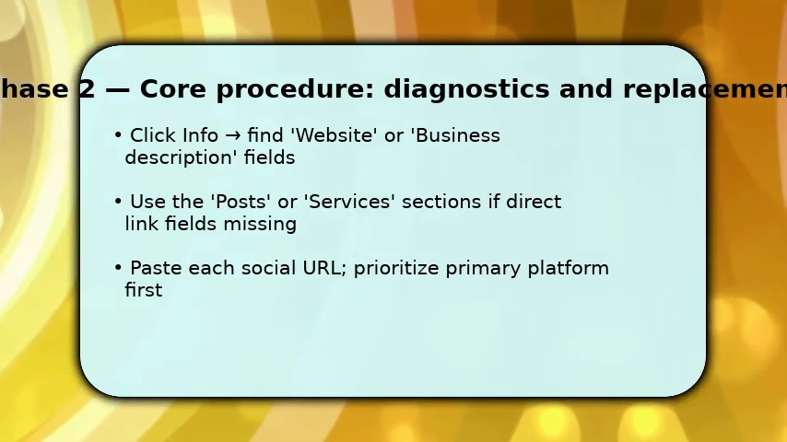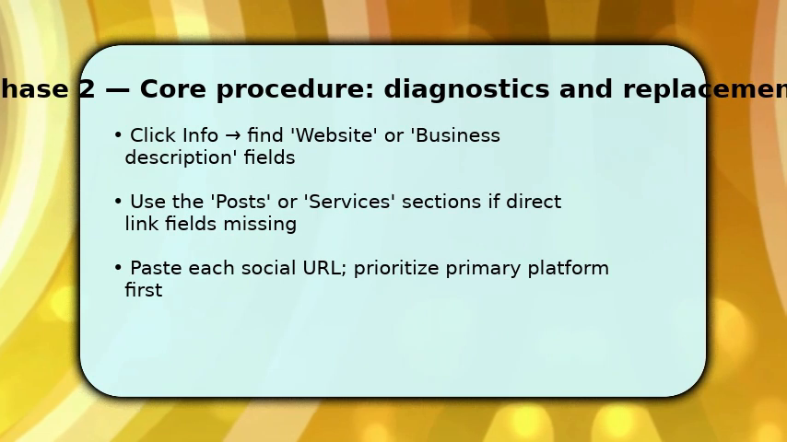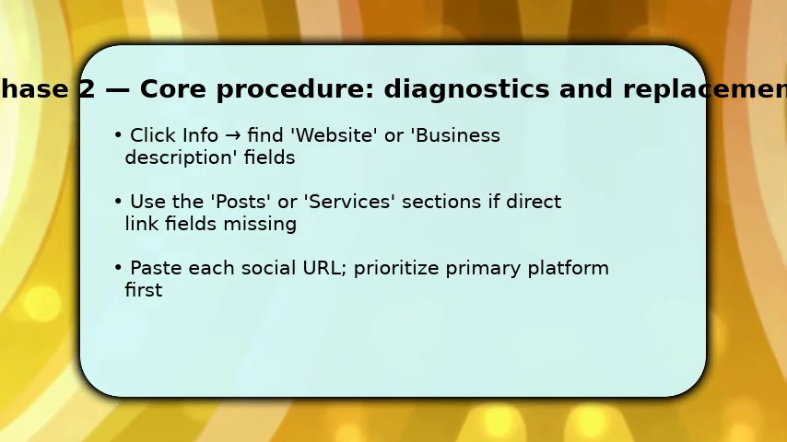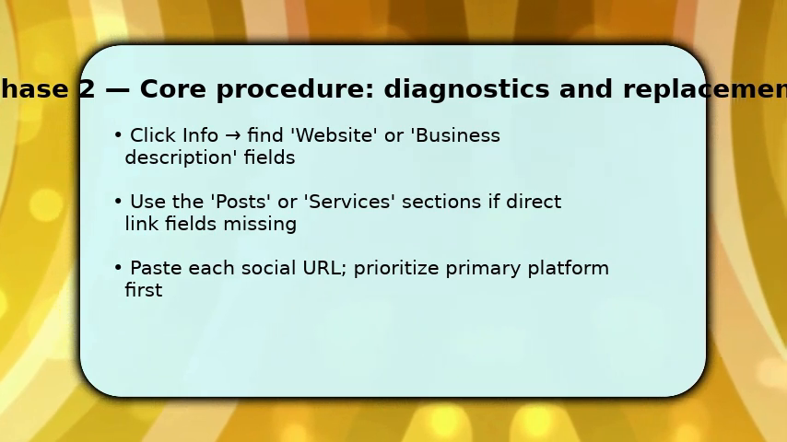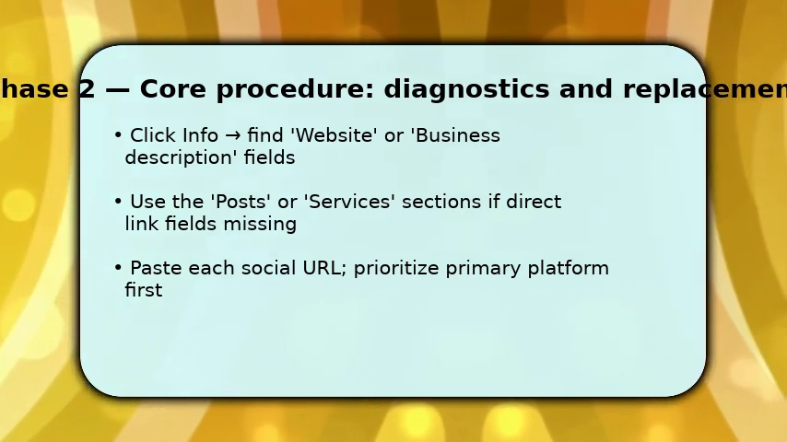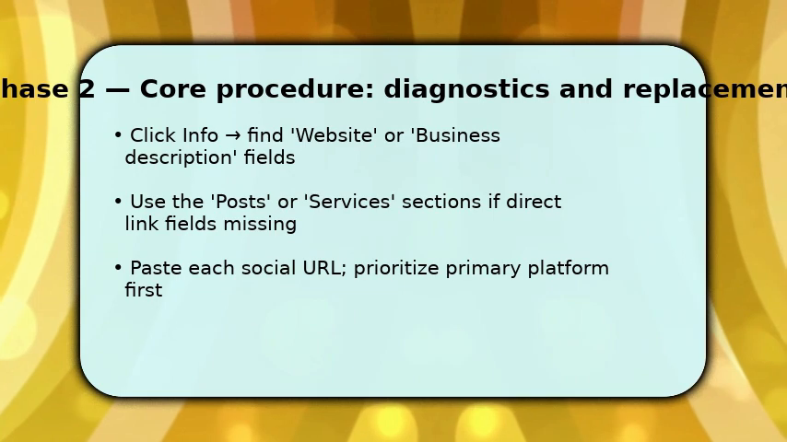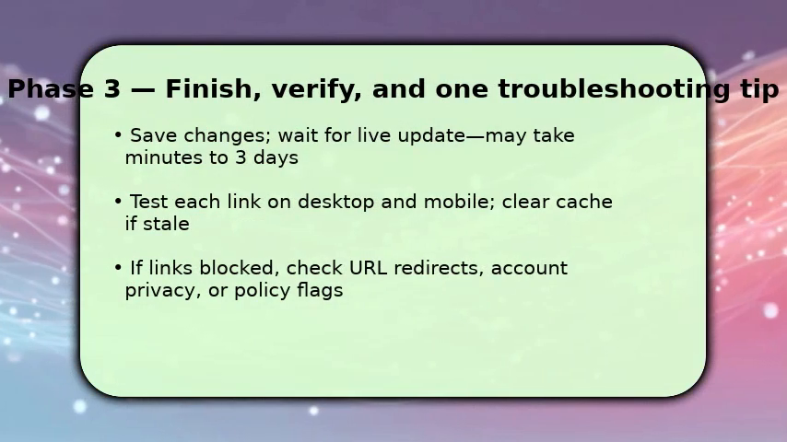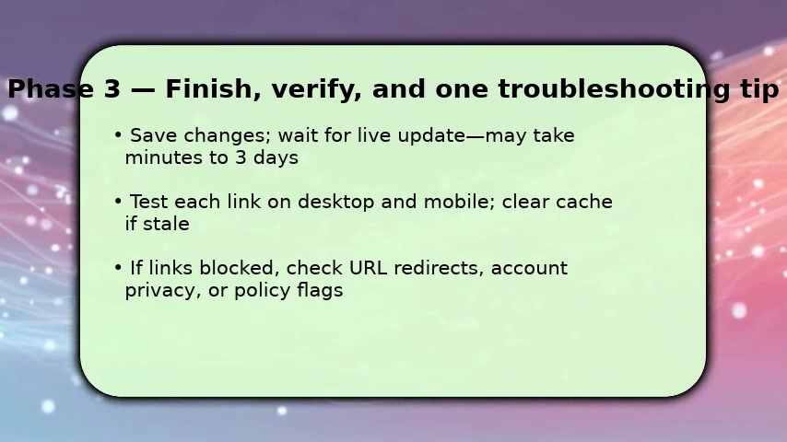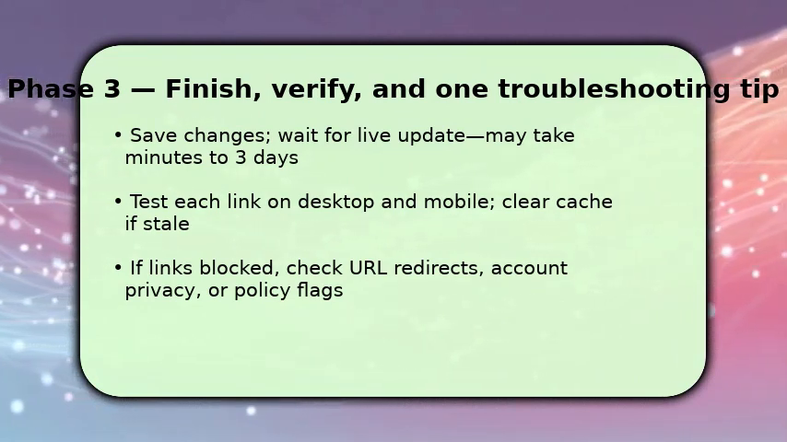Paste each full social URL, starting with your primary platform, and confirm there are no extra spaces. Make sure links use https:// and test one after pasting to verify correct redirection before saving changes. Save your edits and be patient. Updates can appear within minutes or occasionally take up to 3 days.